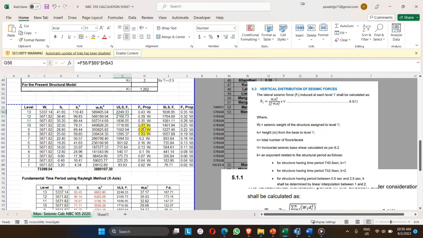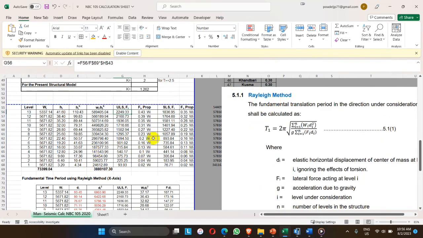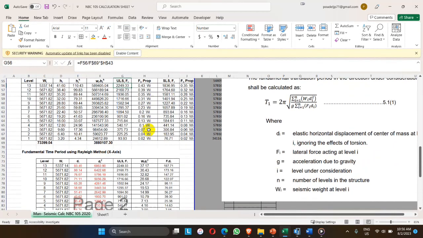After this calculation of force, we need to go for the time period calculation by the Rayleigh method, because we need this force in the calculation of time period. So these values are the proportion of the lateral force.